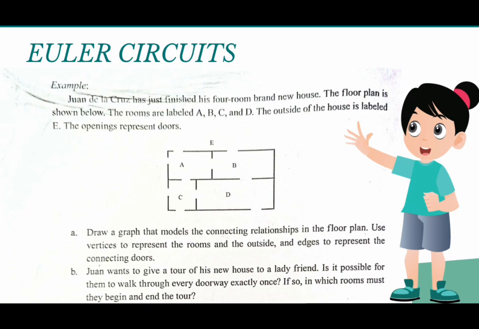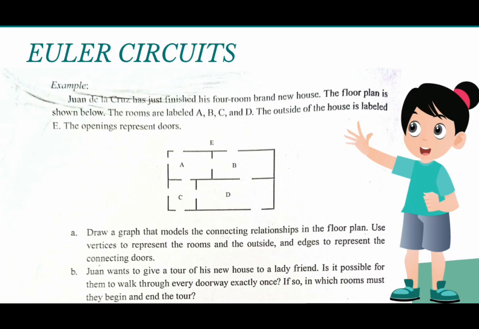Let's have this example. Okay. This is a Euler circuit. Now, Juan de la Cruz has just finished his 4-room brand new house. The floor plan is shown there. The rooms are labeled A, B, C, and D. The outside of the house is labeled E. The openings represent the doors. Okay. Letter A: draw a graph that models the connecting relationship of the floor plan. Use vertices to represent the rooms and the outside, and edges to represent the connecting doors.